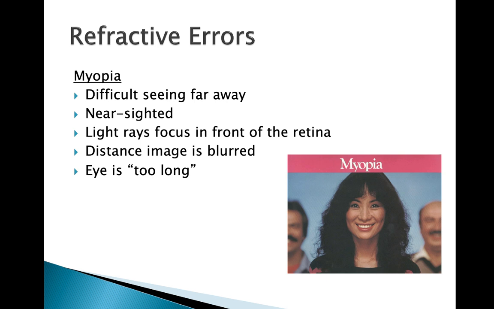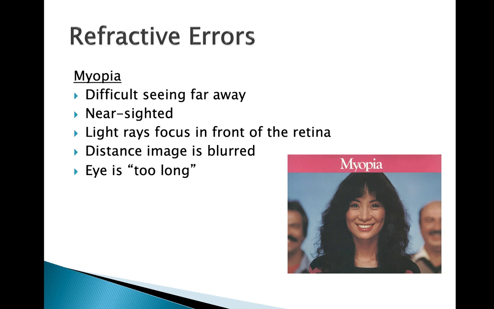So let's talk a little bit about refractive error myopia. That is whenever the person has difficulty seeing far away. They can see up close nicely, but they can't see far away. And what happens with this is the light rays falls in front of the retina. Instead of hitting the retina in the back of the eye, it's falling before the eye, and the distant image is blurred. And the reason people have myopia is because their eyeball is too long.